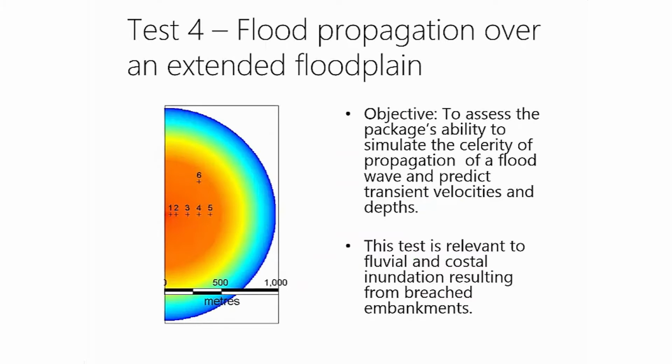Test 4 was titled Flood Propagation over an Extended Floodplain. The objective was to assess the package's ability to simulate the celerity and propagation of a flood wave and predict transient velocities and depths. So this test was relevant to fluvial and coastal inundation resulting from breached embankments.